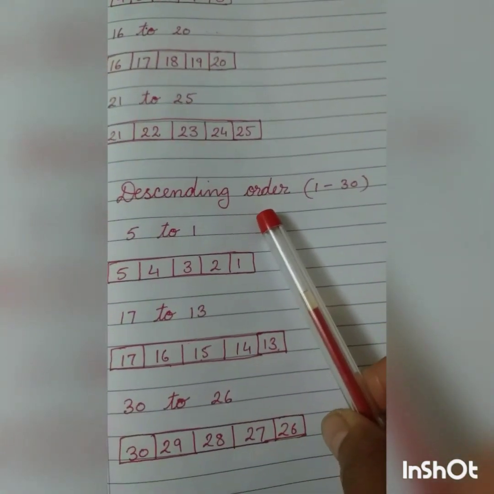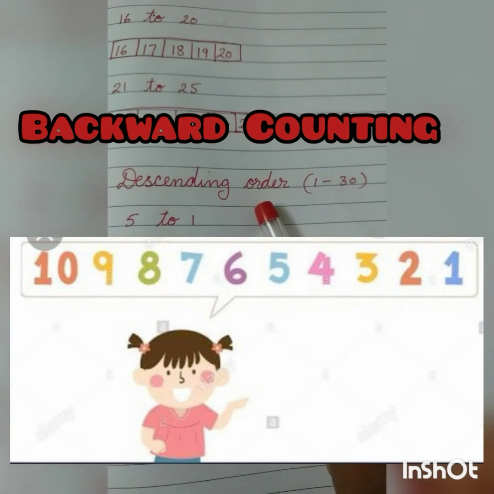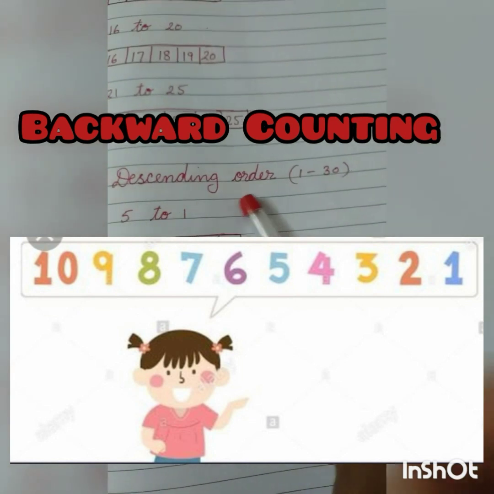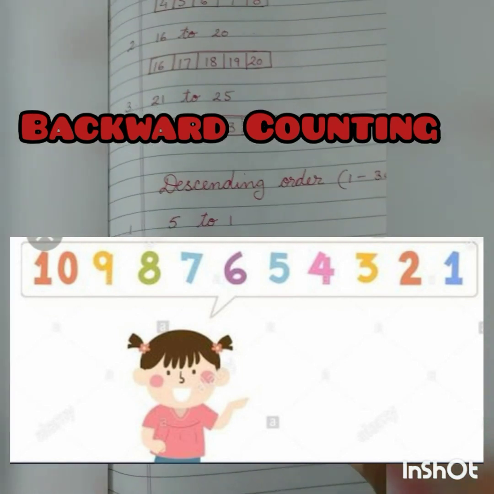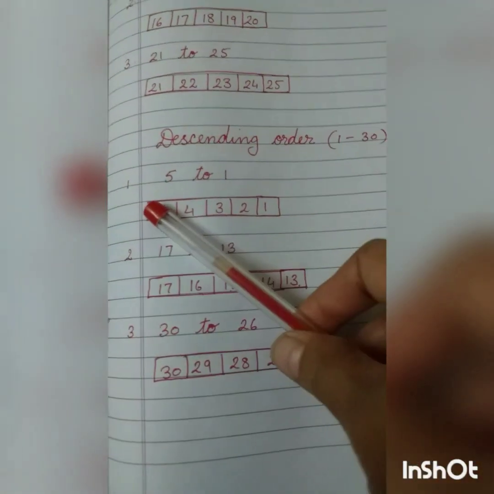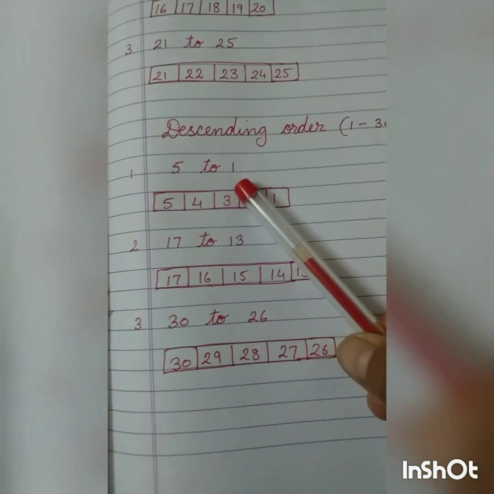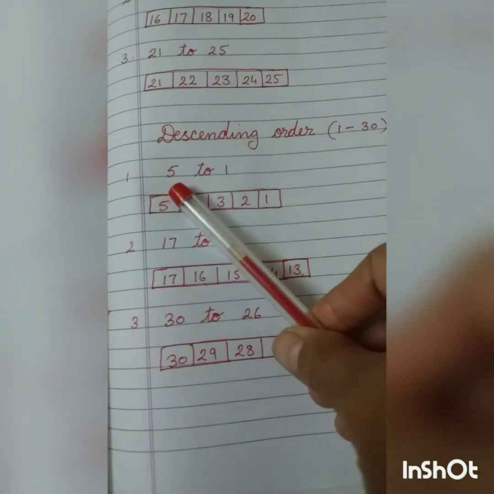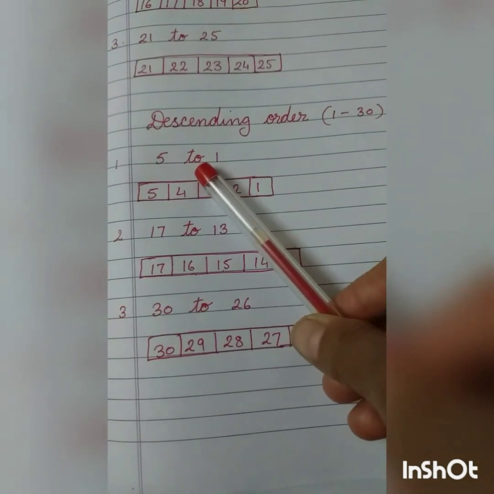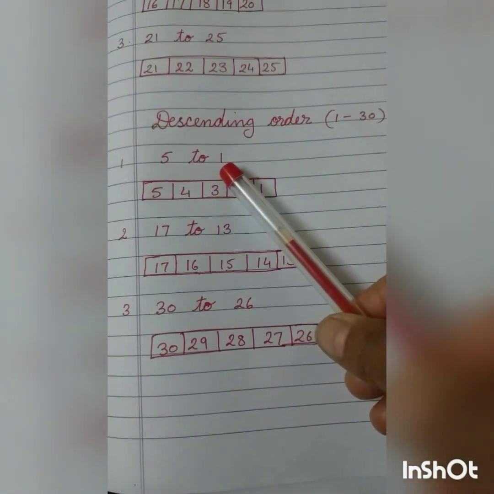Okay. Now comes descending order. Descending order means backward counting. You have to move in a reverse direction. You know backward counting very well. So if you know backward counting, you will be able to do descending order also very well. So let's start. Here I have written number 5 to 1. So from number 5 we have to count in a backward order. We have to count backward counting from 5 to 1.